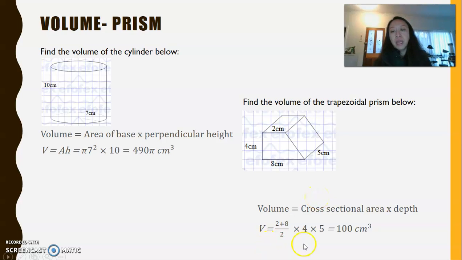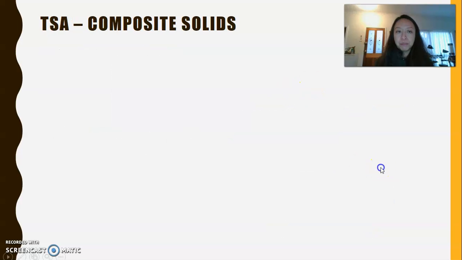So the area of the trapezium will be the two parallel sides added together, which is 2 plus 8 added together, divided by 2. So that's part of the formula, times 4. So that's for the trapezium, and times by 5, which is the depth, and we get 100 centimeters cube for the volume of this prism.